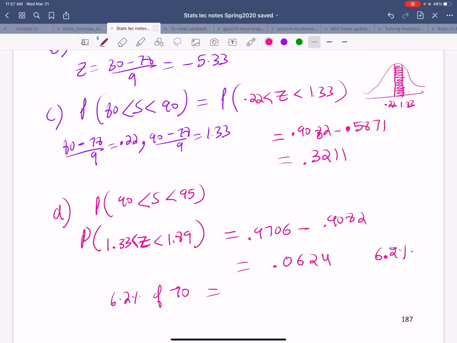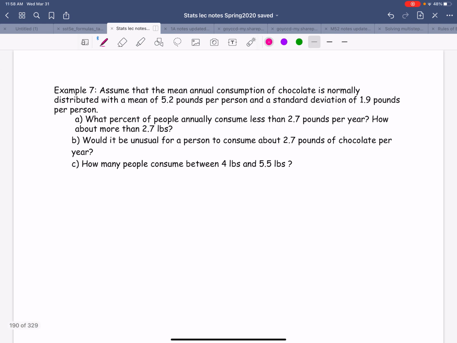So 6.2% of 70 turns out to be 4.34, which, for number of students or people, we always round up. So we would say 5 students. So 5 students scored between 90 and 95.